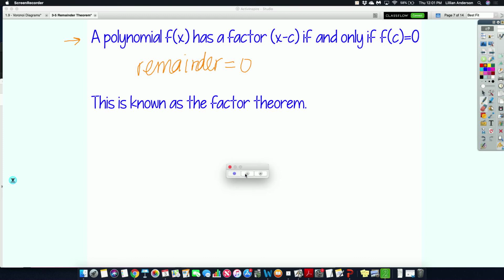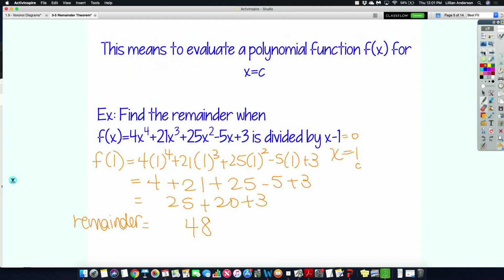So if I go back to that very first example, was x minus 1 a factor? No. What was its remainder? 48. X minus 1 is not a factor, which lets us know that 1 is not a 0 on this polynomial. If the remainder had equaled 0, then yes, it would be a factor, which means that c value would be a 0 on our polynomial function. Okay?